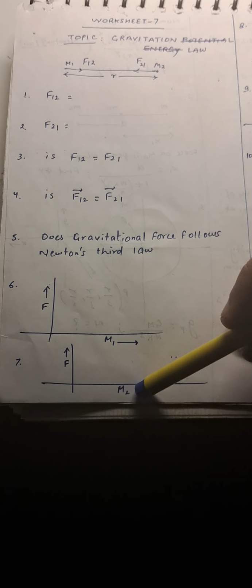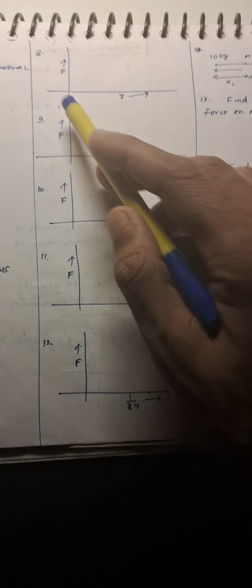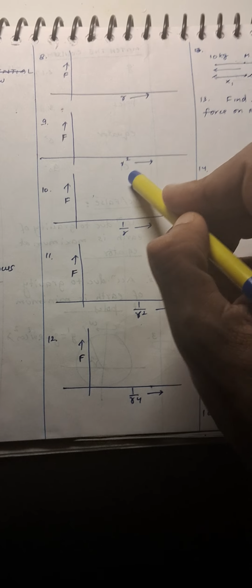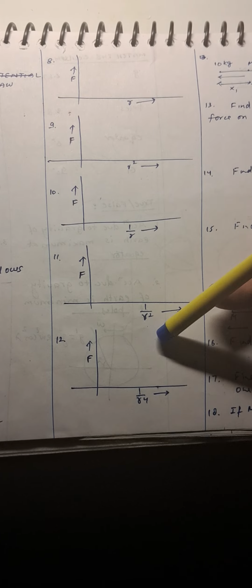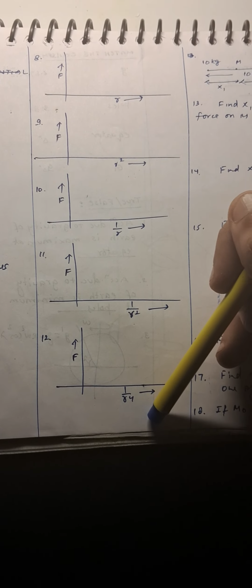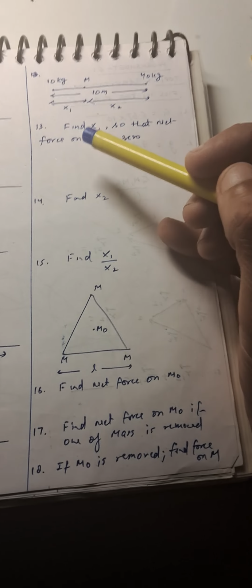Then a graph of F versus m1, then a graph of F versus m2, then a graph of F versus r, then a graph of F versus r square, then a graph of F versus 1 by r, then F versus 1 by r square, then F versus 1 by r4. Then we have a numerical question.